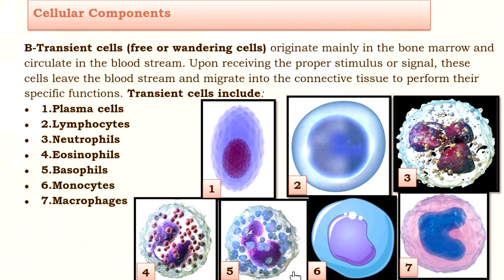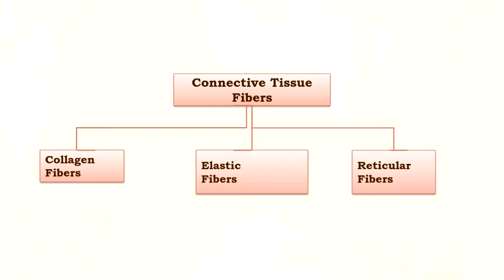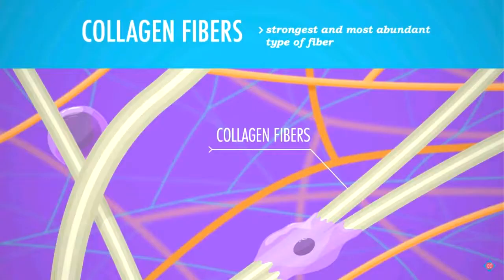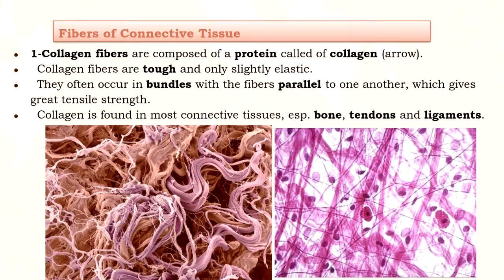Now coming to the different fibers of the connective tissue, there are 3 basic types of fibers present in the connective tissue, that is collagen fiber, elastic fibers, and reticular fiber. First is collagen fiber. This first picture is the pictorial presentation of the collagen fiber. Here the pink appearing are the collagen fibers.